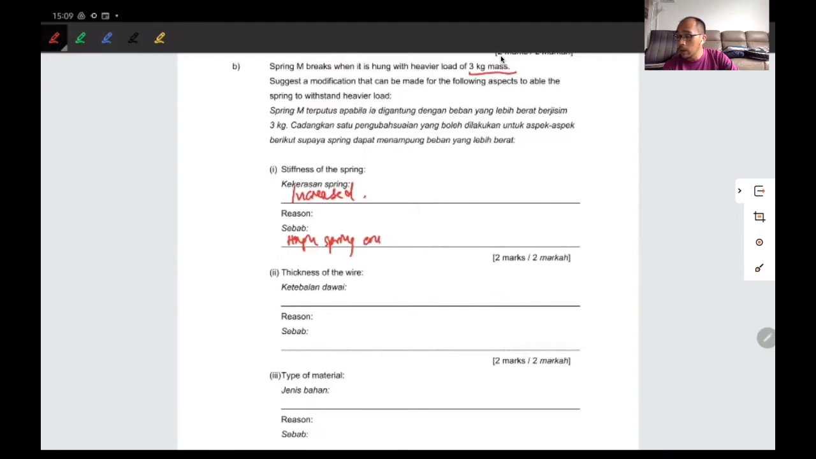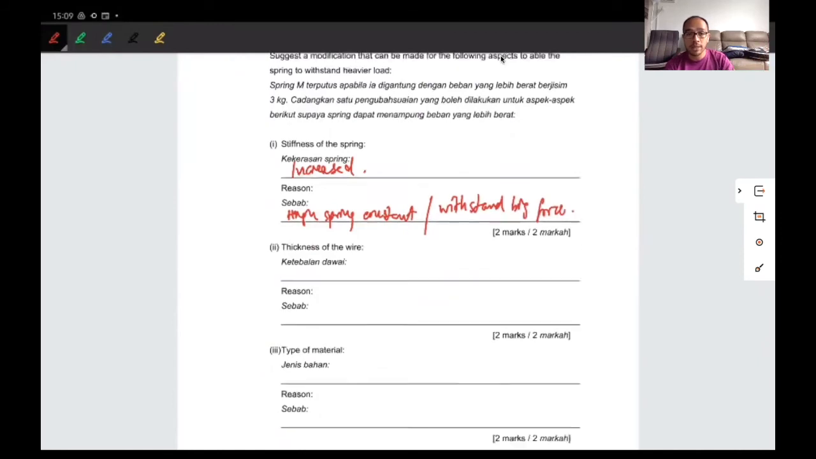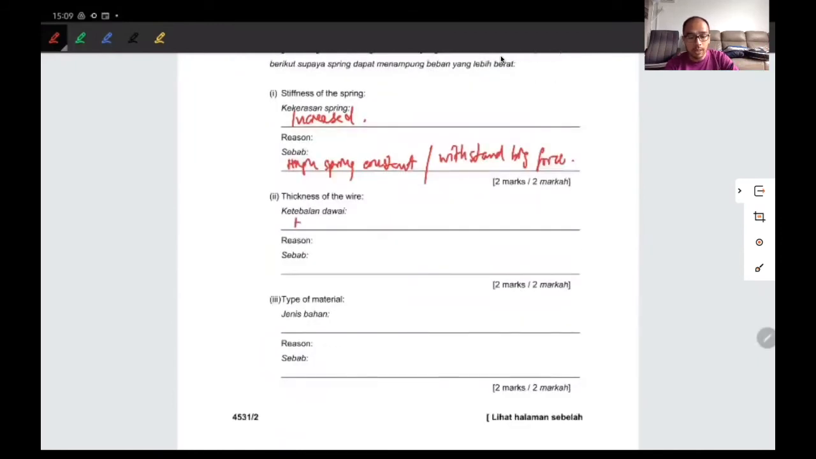Or you can also say it can withstand a big force. These are the better answers. High spring constant: when you increase the stiffness, you increase the spring constant. When you increase the spring constant, it is able to withstand a heavier weight, which is this one, big force. Next, the thickness of the wire should be higher, or you can say increase the thickness. You can also give the same reason, so that the spring constant is high so that you can withstand big force.